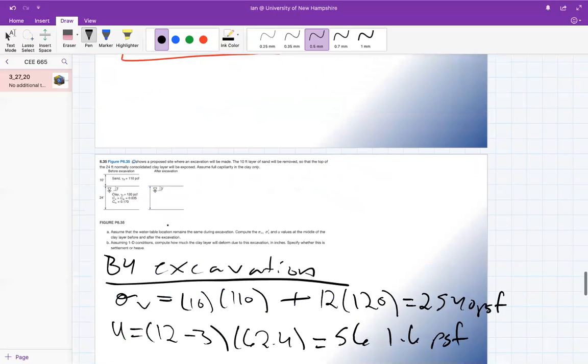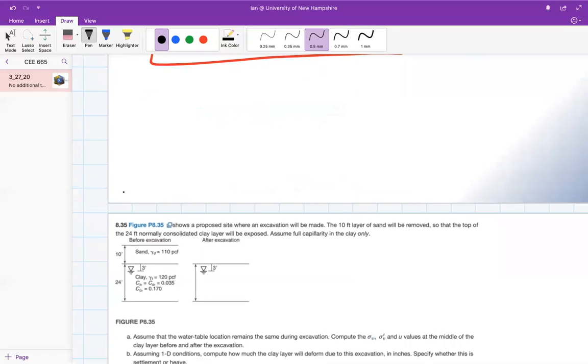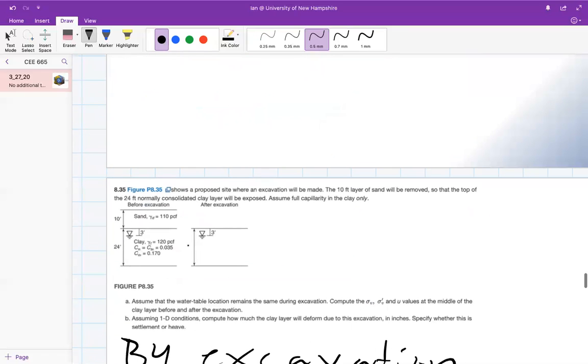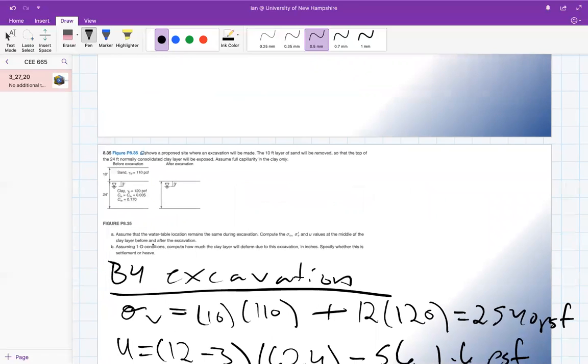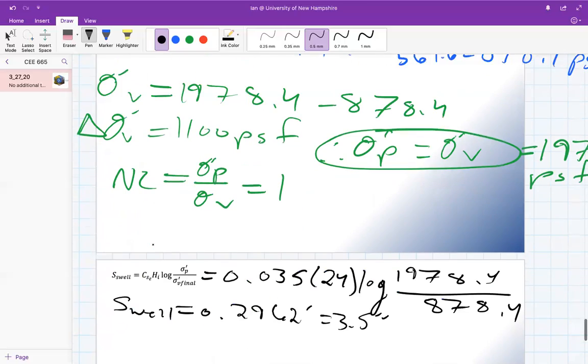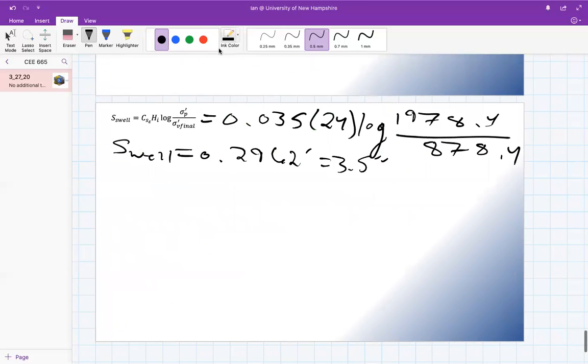And yeah, so here is a little bit better of an example. This is what they gave us. And we're assuming normally consolidated, so we're only going to use that. So that's it for this problem. So I'm going to go down here and box our answer.